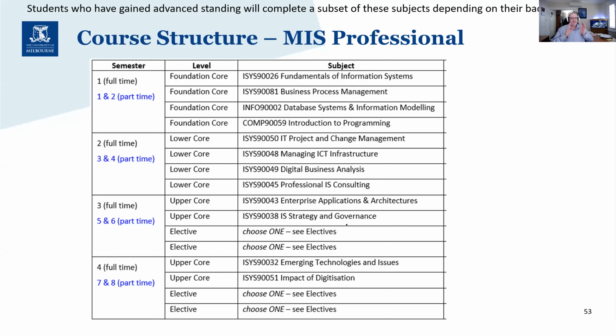Okay, so this is the default structure. In your first semester, you do all the foundation subjects: the fundamentals of IS, business process management, database and programming. If you have exemptions from any of those subjects, it is possible to move some of the lower core into your first semester. And then in your second semester to start picking up electives, or to move some electives in here, and then you can pick up the ISIS or info electives later on in the degree. So there are a few ways you can play around with this.